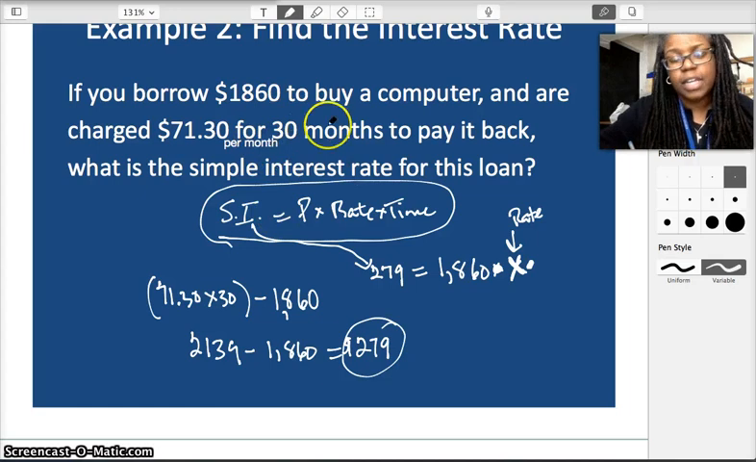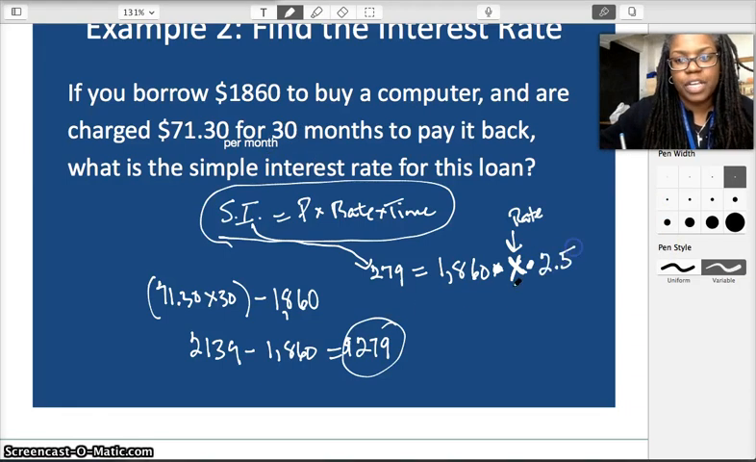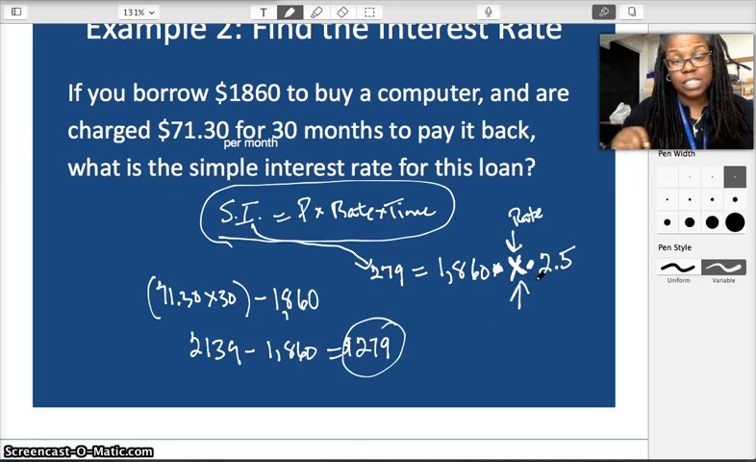Do you guys see that? 30 months is really 2.5 years, 24 months, you know, then 6 months more. Right? Got me? So I've got 2.5 years. So now that my equation is almost complete, I just need to figure out what x is. So this isn't going to be too bad. I'm going to do a little bit of calculation.